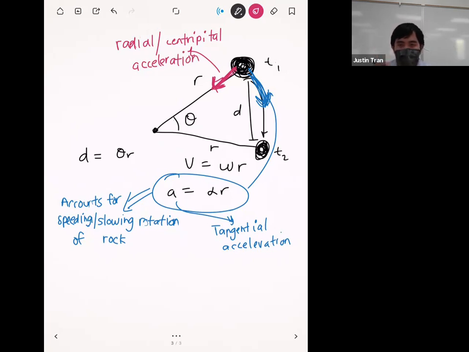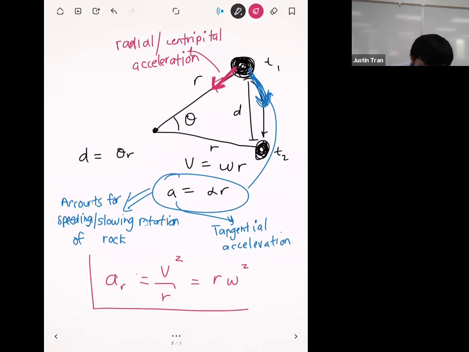And so even if we're twirling the rock at a constant angular velocity, and let's say that we're not speeding up at all, this radial acceleration is always going to be there. The formula for the radial acceleration, let's say a_R, is the linear velocity squared divided by R. Or another expression for it is R times the angular velocity squared.